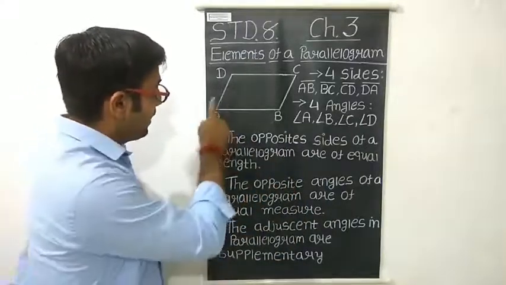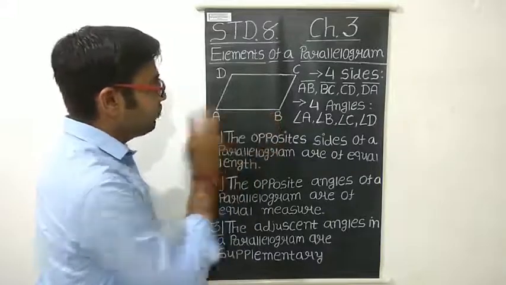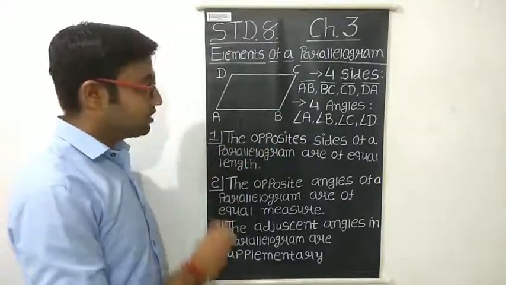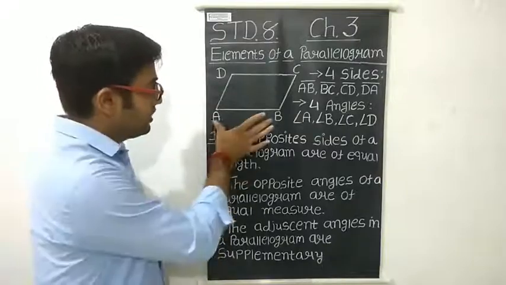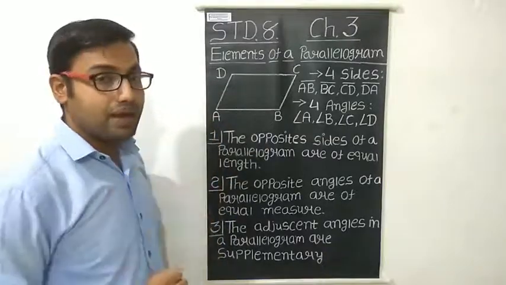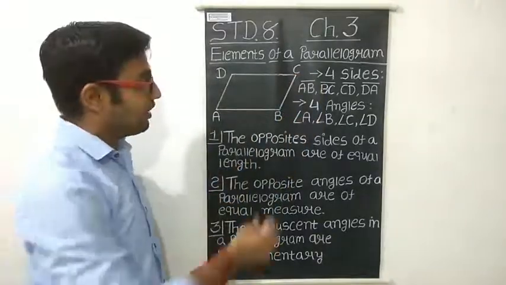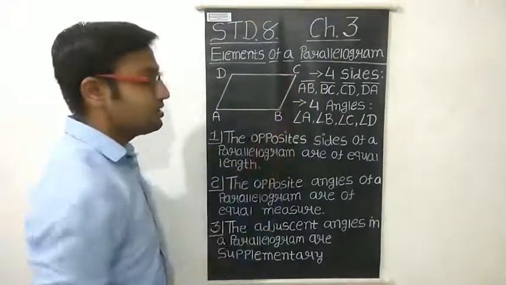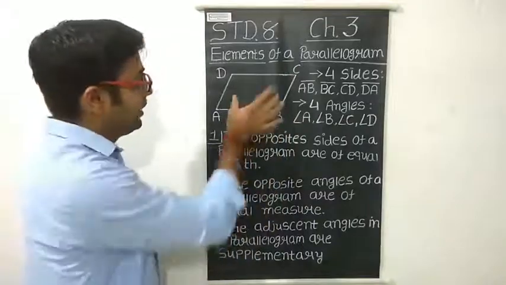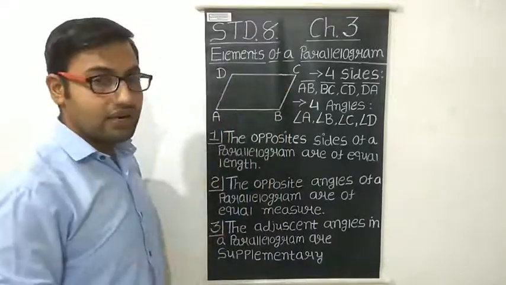So here angle A and angle B, the sum of both angles must be 180 degrees. So both these angles are called supplementary angles. In the same way, B and C are supplementary angles because the sum of both these angles is equal to 180 degrees. C and D again 180 degrees.